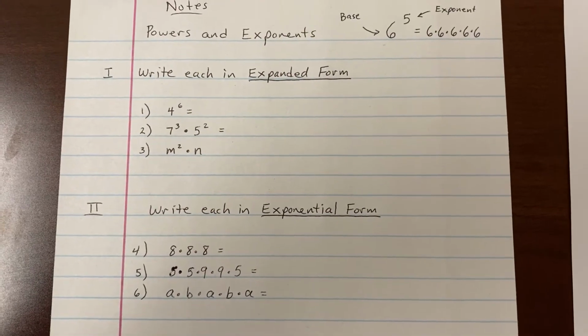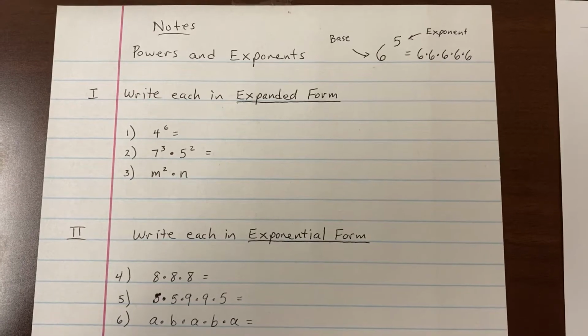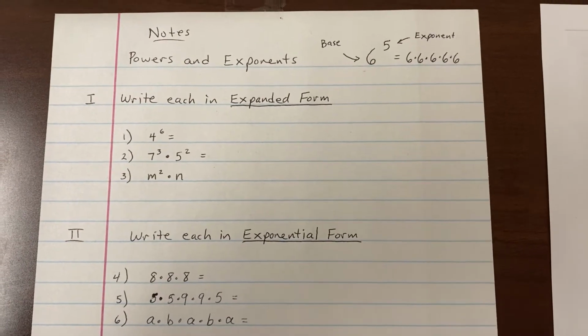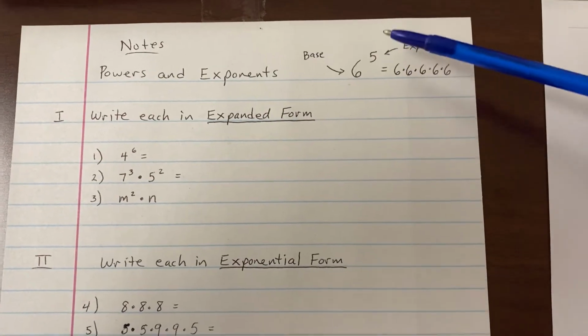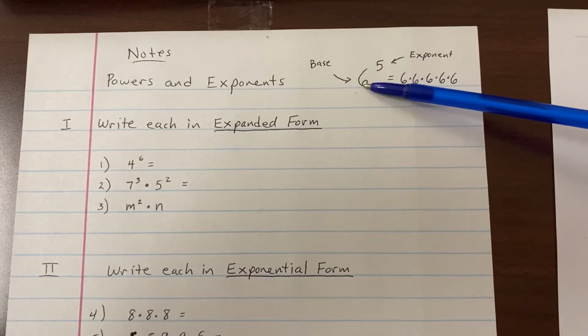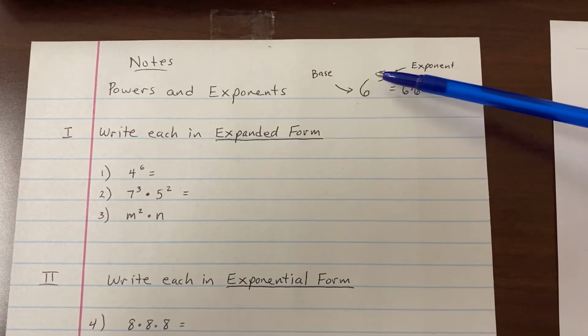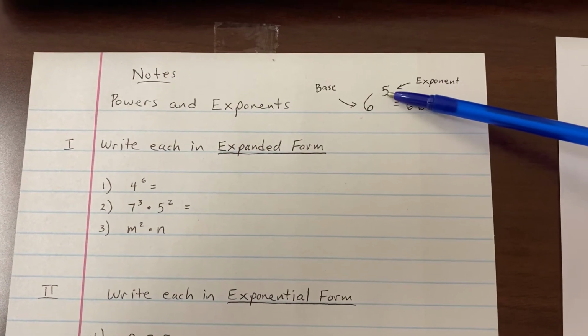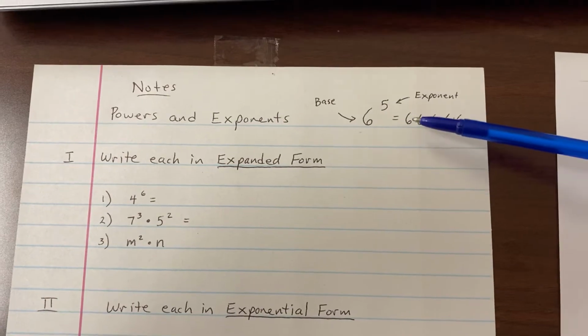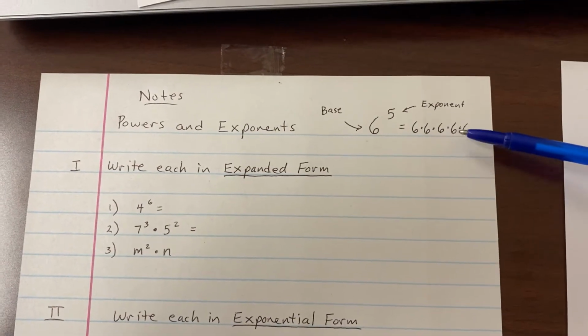Exponents are covered on the PSSA, and when you take Algebra 1, they're covered on the Keystone exam also. So today, as I said, is pretty much a review. So you see up here, this is an exponent expression. 6 is the base, 5 is the exponent, and we read that as 6 to the 5th power. And it means 6 times 6 times 6 times 6 times 6.